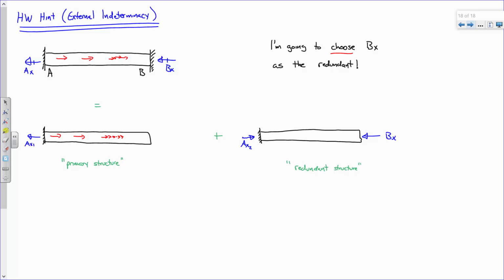Let's take a look at the primary structure. I want to pay attention to point B. So this right here, this is point B. On the primary structure, do you think point B is going to move to the right or to the left after you apply those loads? Like if I take these loads and I apply them, what's going to happen to point B over here?